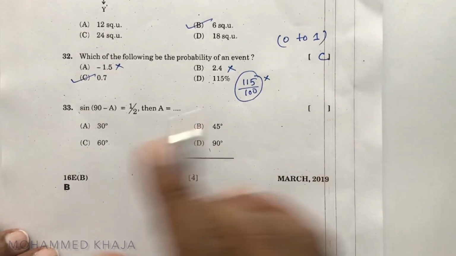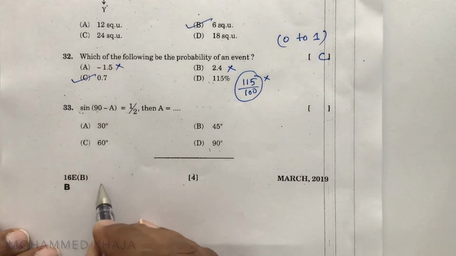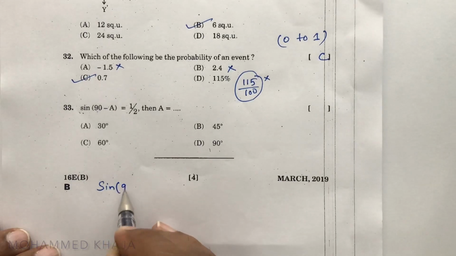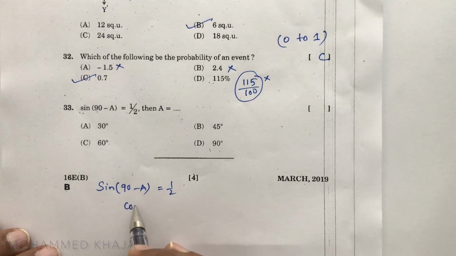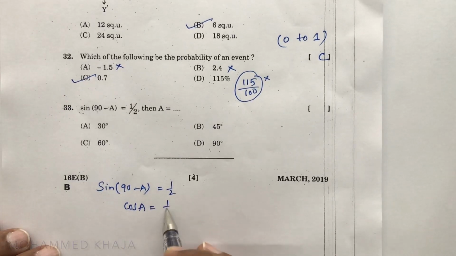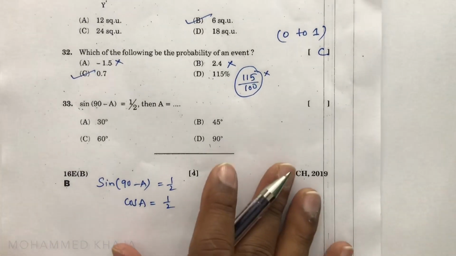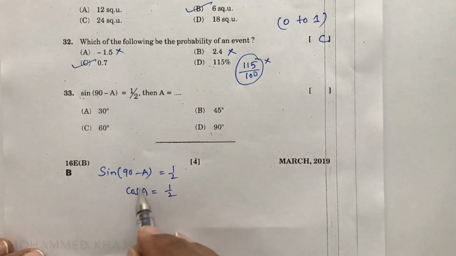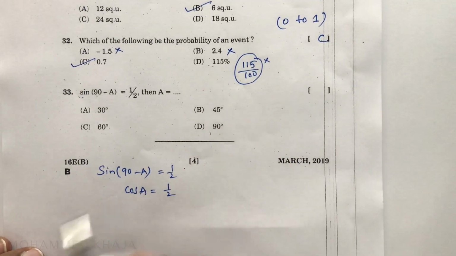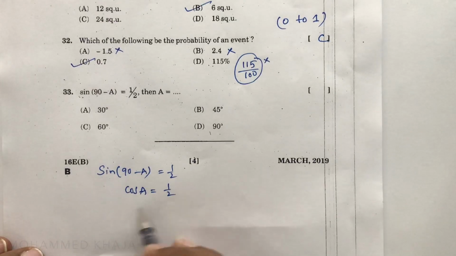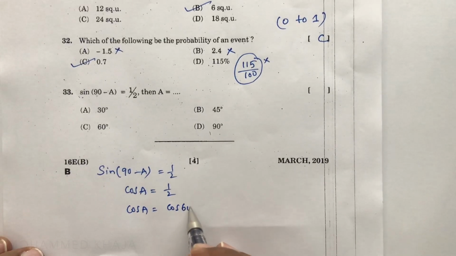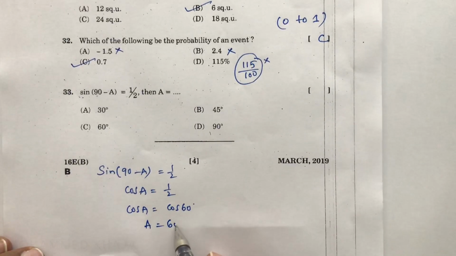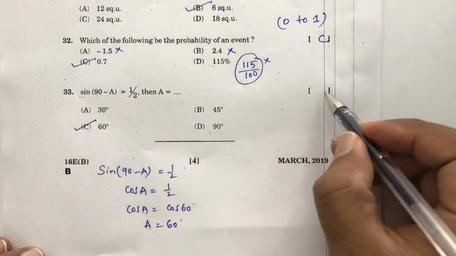Next here. Sin (90 minus A) is 1 by 2. Sin (90 minus theta) is cos theta. These are complementary ratios. For 2021, 2022, we don't have them in the syllabus. So now cos A is 1 by 2. Cos A equals 1 by 2, you get for cos 60 degrees. So A equals 60 degrees. So the correct option is C.